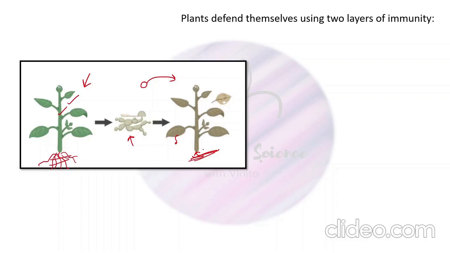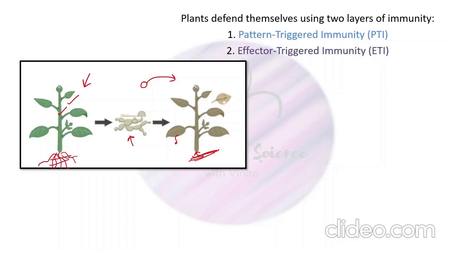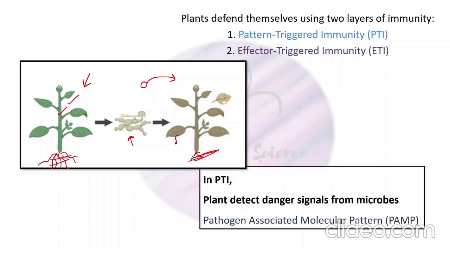For example, these plants generally defend themselves using two layers of immunity. The first, very common, is the pattern triggered immunity, PTI. The other one is the effector triggered immunity. So first we will be talking about pattern triggered immunity. In this case, the plants generally detect danger signals from the microbes. These danger signals are termed as pathogen associated molecular patterns, that is PAMPs. Any microbe, for example any phytopathogen, produces compounds termed as PAMPs that are detected by the plant system.